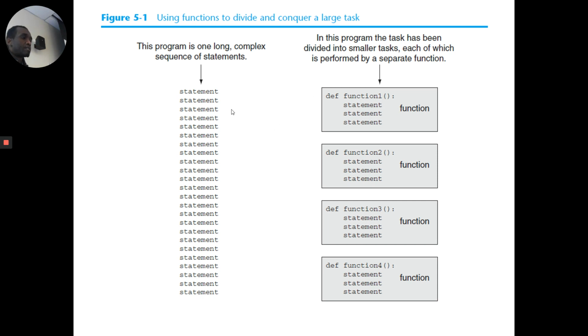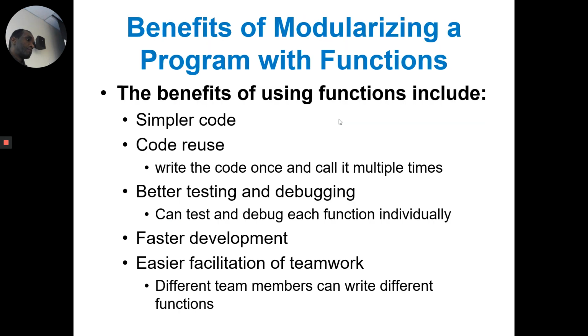Now, if you run this, this is what it generates. The same thing in function 2 and so forth. Imagine writing this one line after the other. But here you can just write one function and call it multiple times. So the benefit of modularizing a program with functions is simpler code reuse: write the code once and call it multiple times. Better testing and debugging.